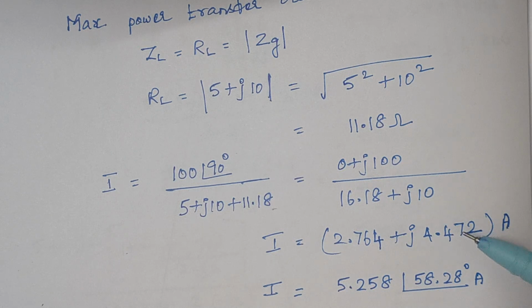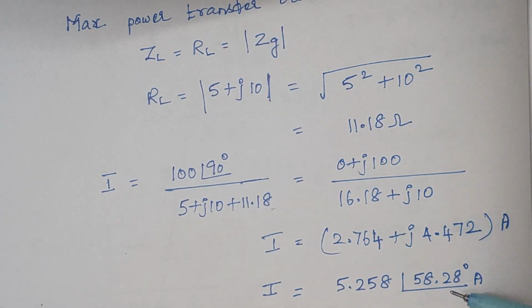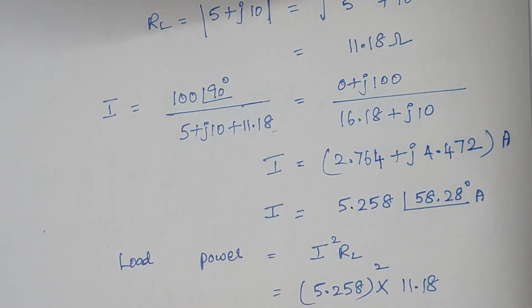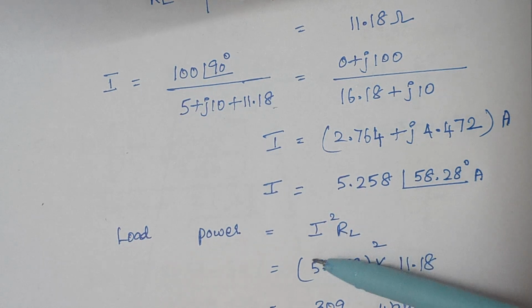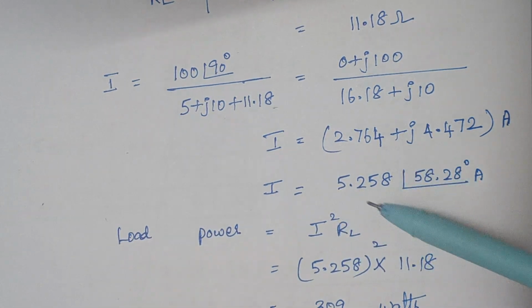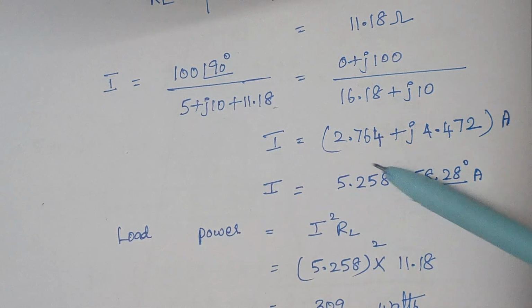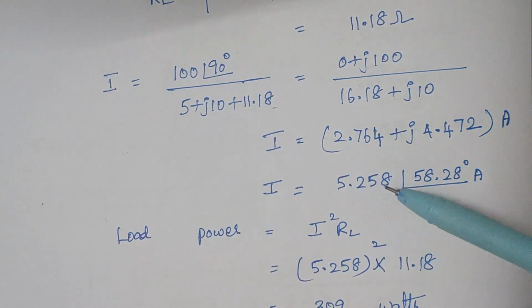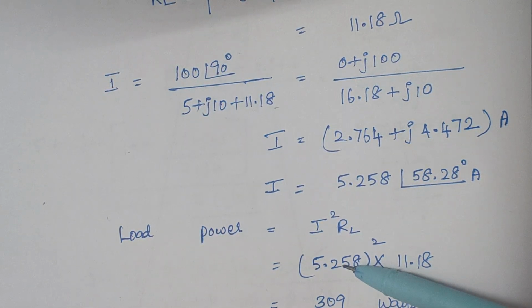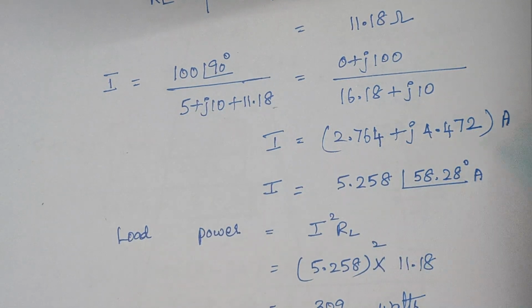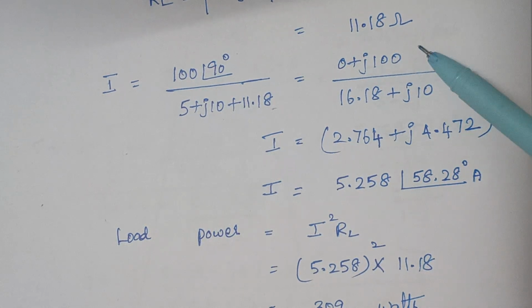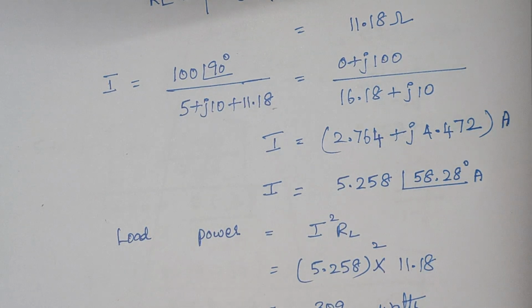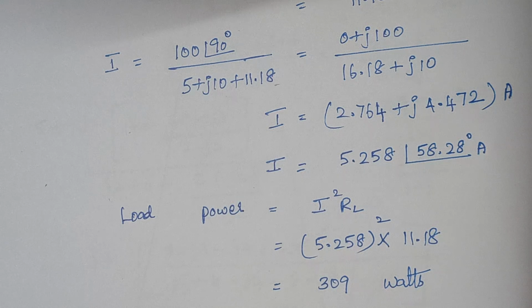Finally, I am converting this rectangular form to polar form because the power is given by the formula I squared R. To find the value of I, if it is in polar form, we can directly take the magnitude. Therefore, here I have taken this value of I and the value of RL, which is 11.18 ohms. Just substitute it over here and the answer is 309 watts.